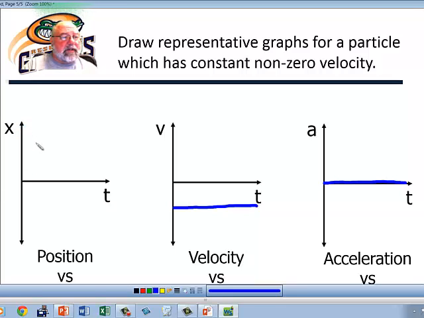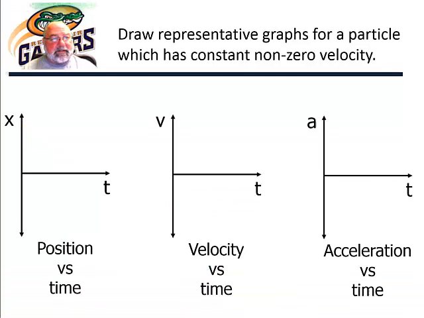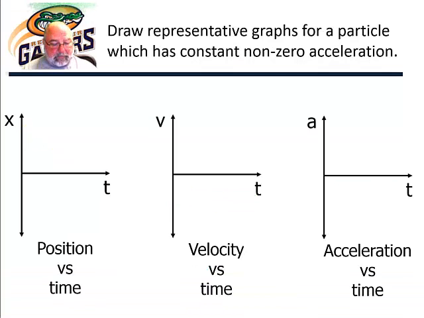So let's try this. I'm going to give it a constant negative slope. I'm actually even going to extend it beyond the 0 position. Those 3 graphs go together to be one representation of a particle that has a constant non-zero velocity. Now let's move on to our next set of graphs.